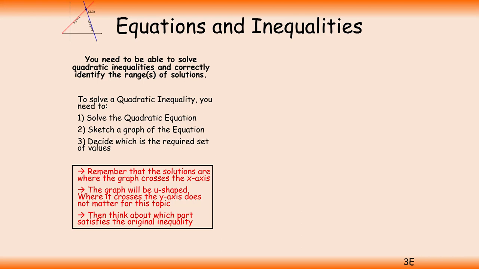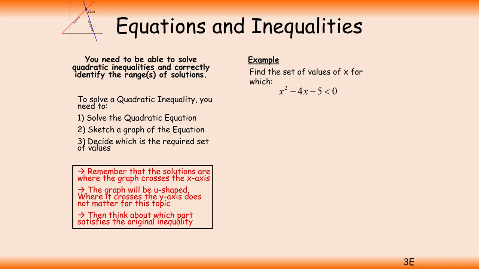Okay, so let's have a look at the first question. Example: find the set of values for which the quadratic x squared minus 4x minus 5 is less than 0. So write that example down and we'll attempt to solve it. So we solve this as a normal quadratic.